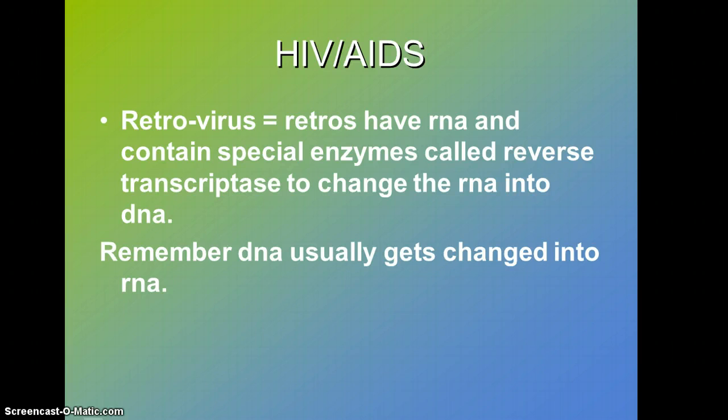AIDS, HIV technically, is what is known as a retrovirus. Retros work backwards. Think of the word retro, it means backwards. Retroviruses have RNA, and they have an enzyme called reverse transcriptase. So as we learned earlier, normally you go from DNA to RNA. Retroviruses start out as RNA, and then they go to DNA, and then can go back into RNA. So it works in a reverse manner, reverse or backwards, retroviruses.